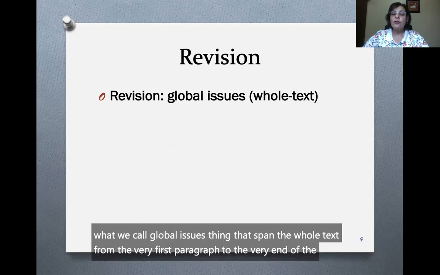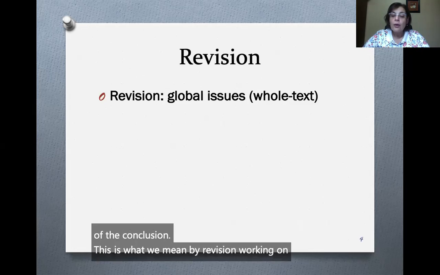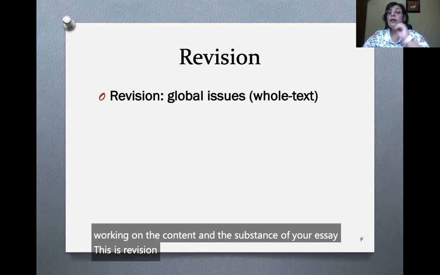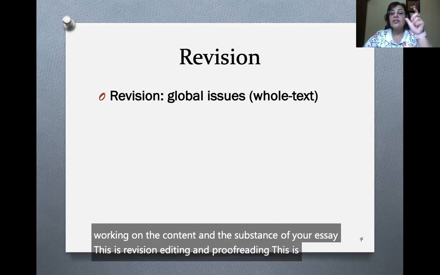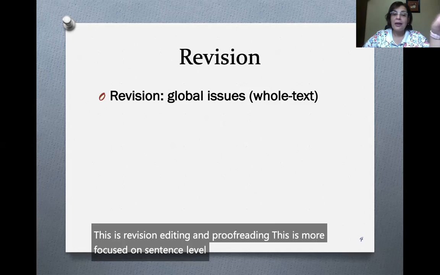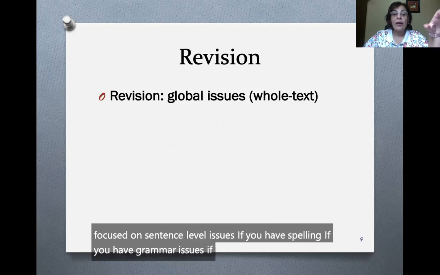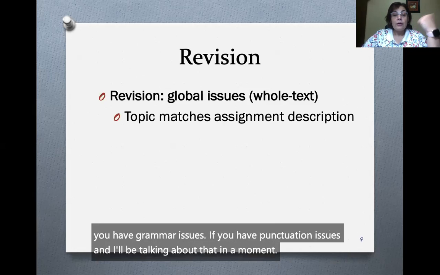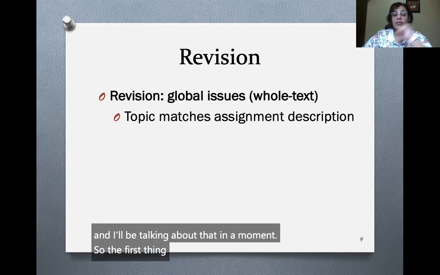This is what we mean by revision: working on the ideas, working on the content and the substance of your essay. Editing and proofreading are more focused on sentence-level issues. If you have spelling, grammar, or punctuation issues, I'll be talking about that in a moment. So the first thing is that the topic matches the assignment description.